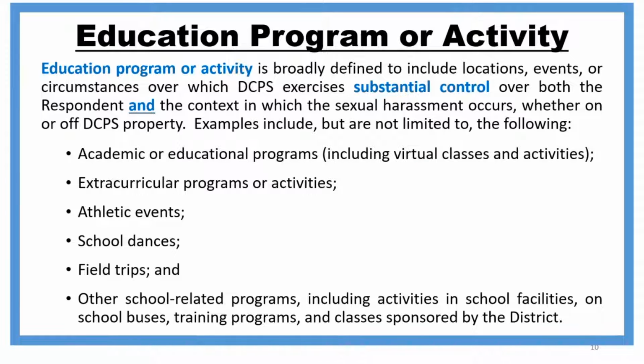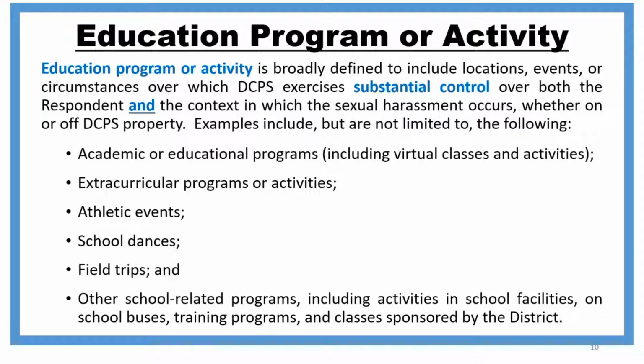Now, earlier we talked about one of the criteria being an event that happens during a Duval County Public School education program or activity. An education program or activity is broadly defined to include locations, events, or circumstances over which DCPS exercises substantial control. And that's key: substantial control over both the respondent and the context in which sexual harassment occurs, whether on or off DCPS property. In a Title IX situation, the person bringing the complaint is called the complainant, and the person against whom it's brought is called the respondent. I just wanted to clarify since that language was there.